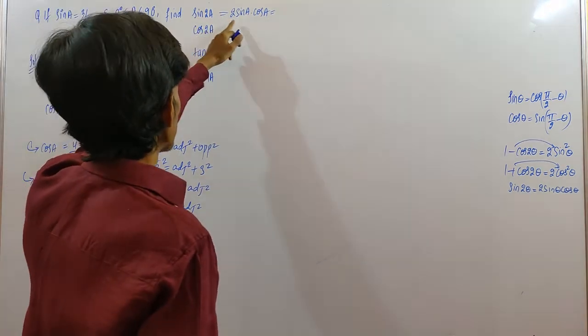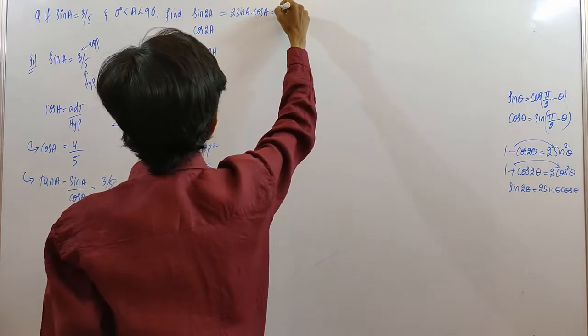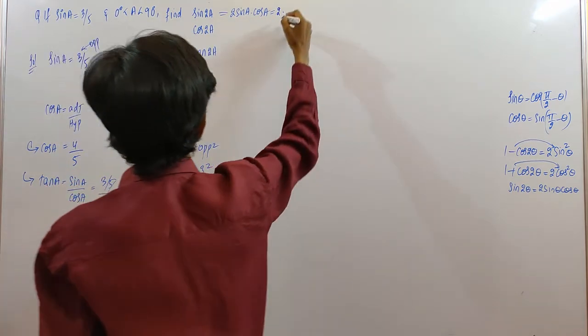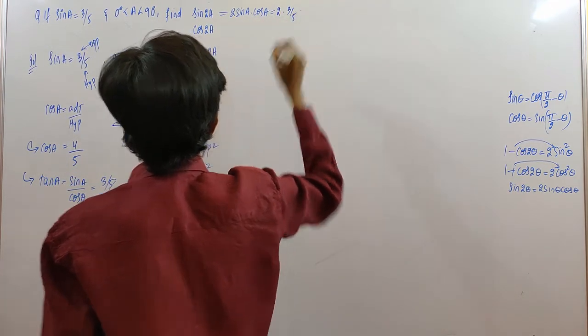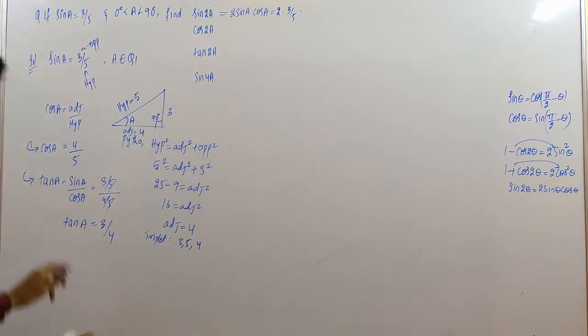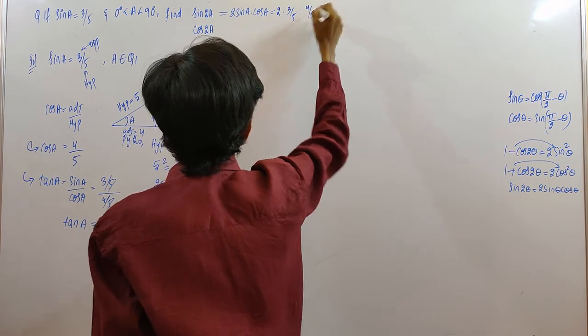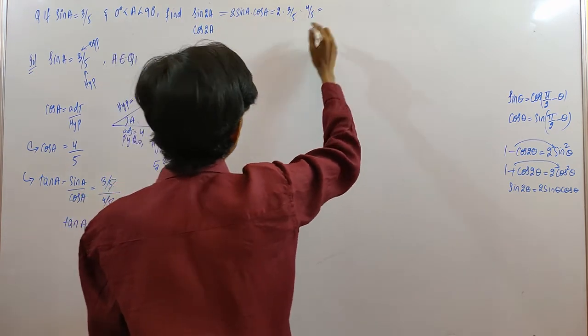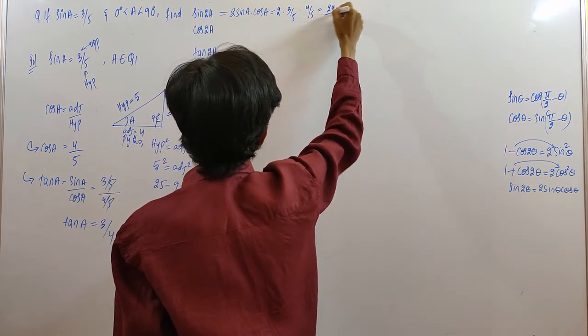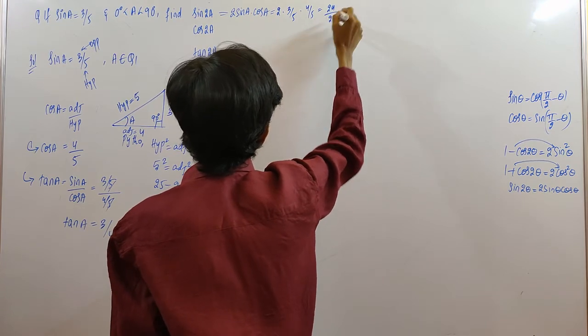So sin 2A value is 2 sin A cos A. 2 into sin A value is 3 by 5, and cos A value is 4 by 5. So 2 3s are 6, 6 4s are 24, divided by 5 into 5 is 25.